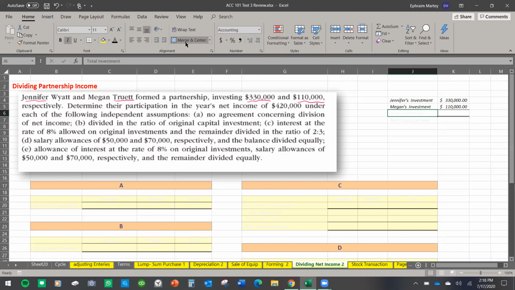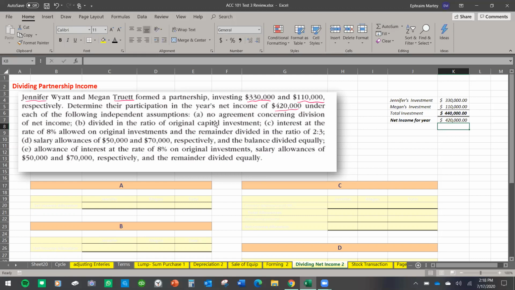Okay, so the total investment for those two will be to add these two together. So we have that information. Determine their participation in the year's net income. Okay, so our net income is 420,000. So we know that.